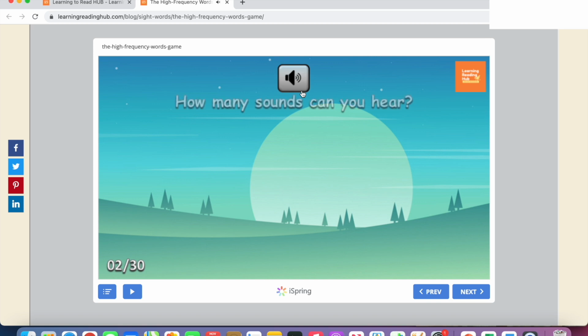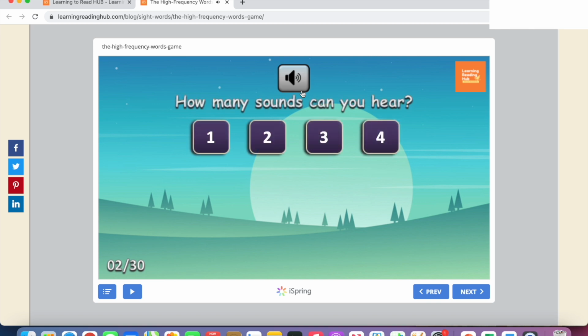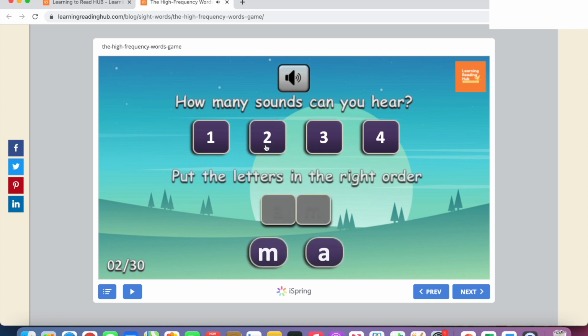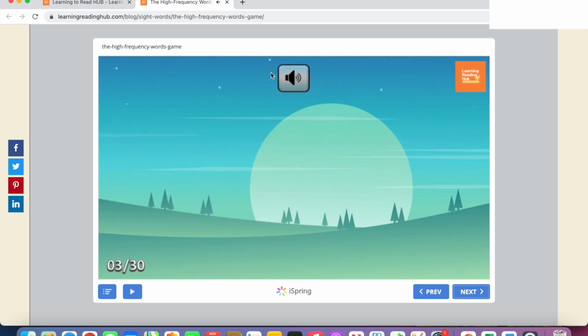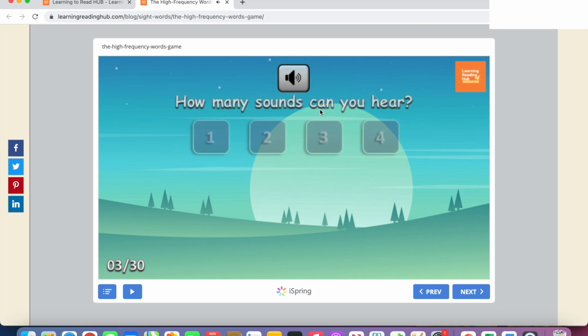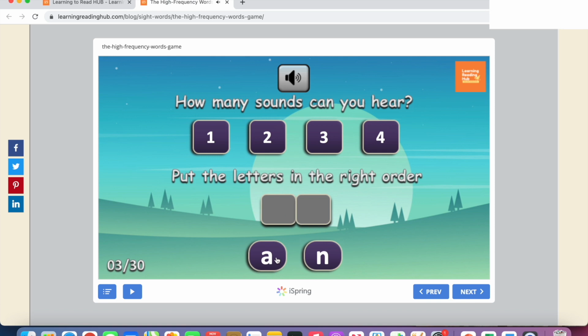"Am." How many sounds can you hear? Again, we're asked how many sounds we can hear for this word. In this case, 2 again. Put the letters in the right order. Two letters appear. And how many sounds can you hear? Again, 2. We put the letters in the right order.